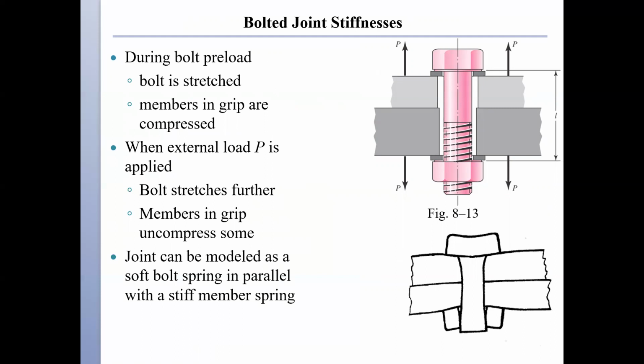During the preload, the bolt is stretched and the members are compressed. When on top of that there is an external load, this external load is trying to stretch the bolt further and uncompress the members that are within the grip. So really, if I want to look at what happens when a load is applied, I can model this connection, the bolt and the members, as two springs connected in parallel. So in order to see which part of the force is going to the member and which is going to the bolt, we need to find the stiffness of the bolt as well as the stiffness of the members. And this is what we want to accomplish before we leave today.